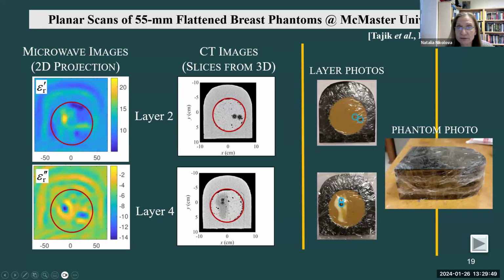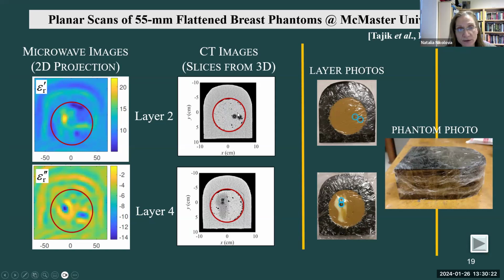We ran the phantom through the CT scanner in our health sciences center. Obviously, the CT scanner identifies the inclusions very well; it has 0.5 millimeter spatial resolution. The microwave images are 2D projection images because we use only transmission measurements. We don't have depth resolution, so the images that we have are mammography-style, two-dimensional projection images.